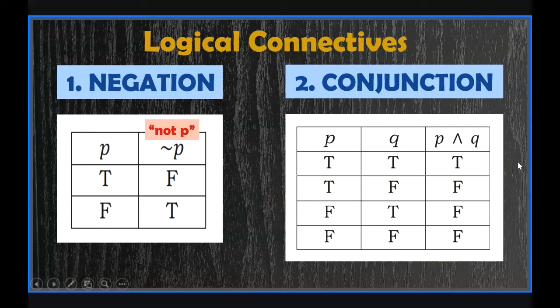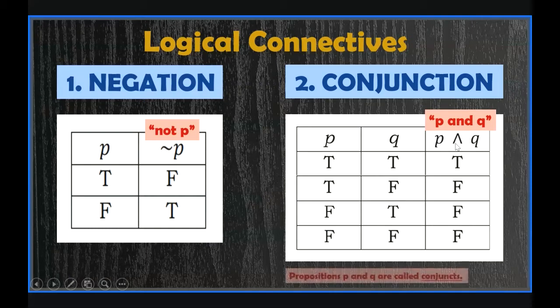So, nakikita nyo ba ang symbol na to? P and then an inverted V and then Q. Ang basa dito ay P and Q. So, madali namang tandaan, no? Kasi parang letter A yung inverted V. And then don't forget that your P and Q are called conjuncts.